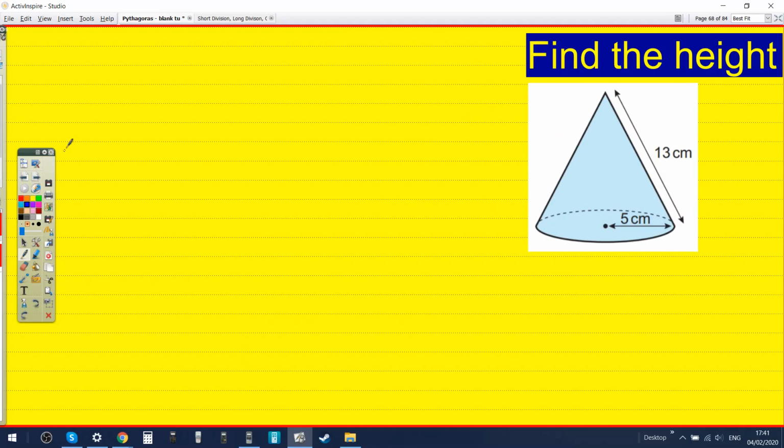Okay, how about this one? Okay, so here we go. 13 squared minus 5 squared. And the answer to that is 12. Well done. And so the height is 12 centimeters.